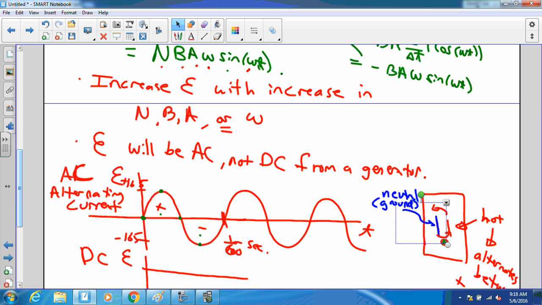GFCI is a little bit different. The outlets that have the red button on them, I'll explain those another time. No, it's that button.